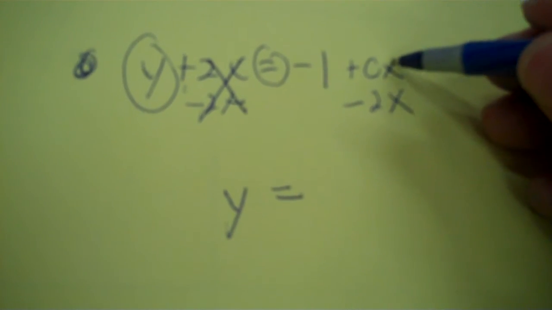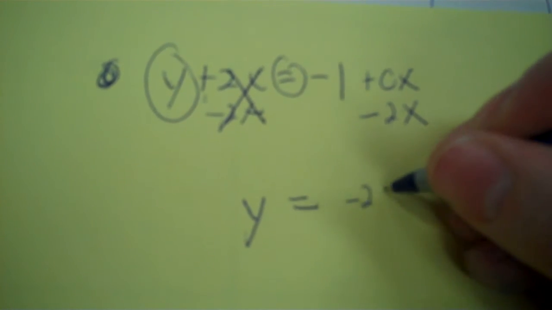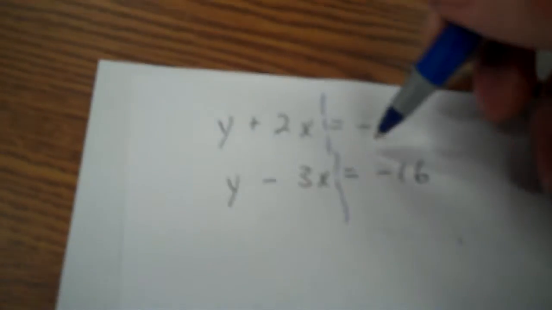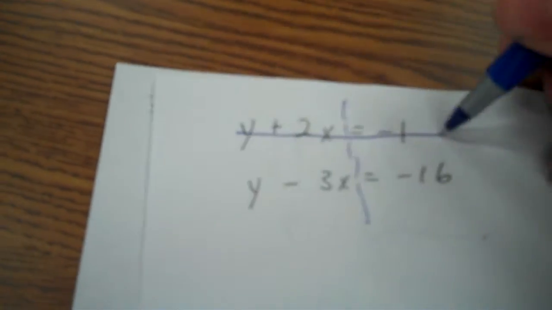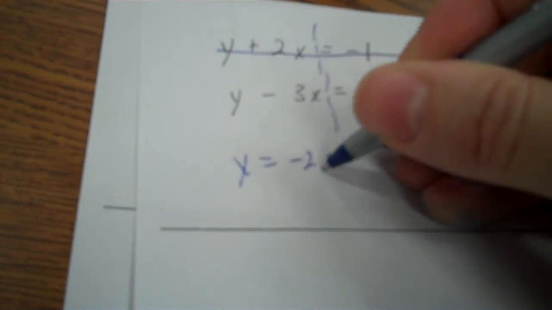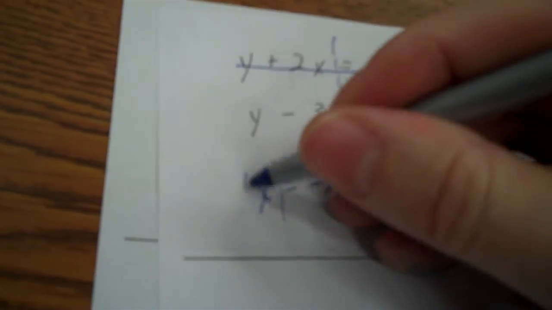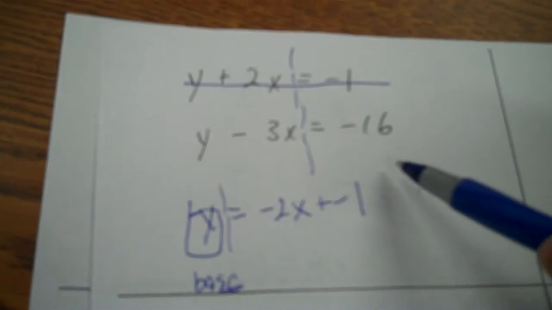So I do my x's, 0 minus 2x is negative 2x, and then plus negative 1. So let's get rid of this one I wrote down, and replace it with y equals negative 2x plus negative 1. And now I have a base. I can use y as my base variable. So let's write the other equation down.